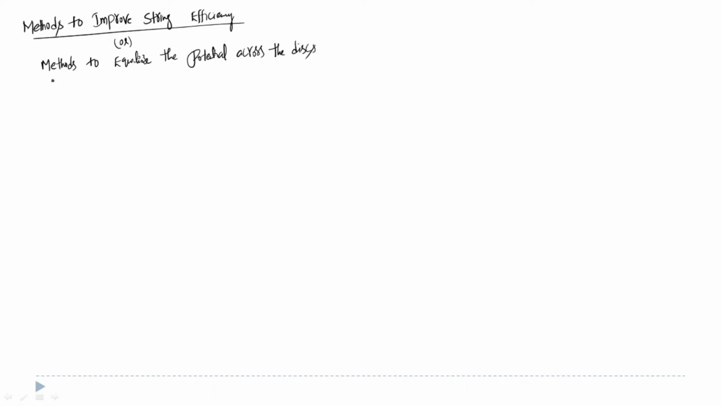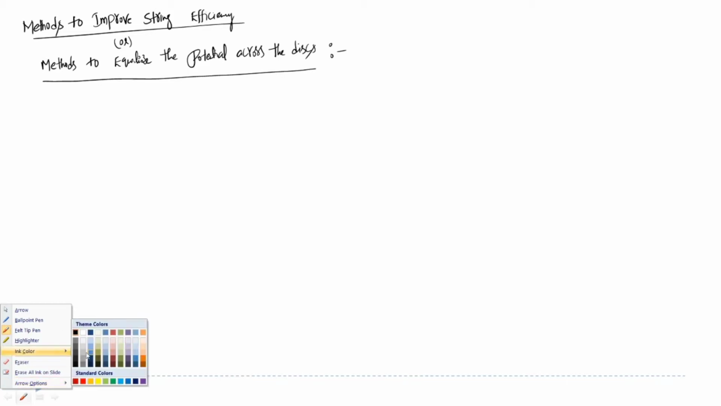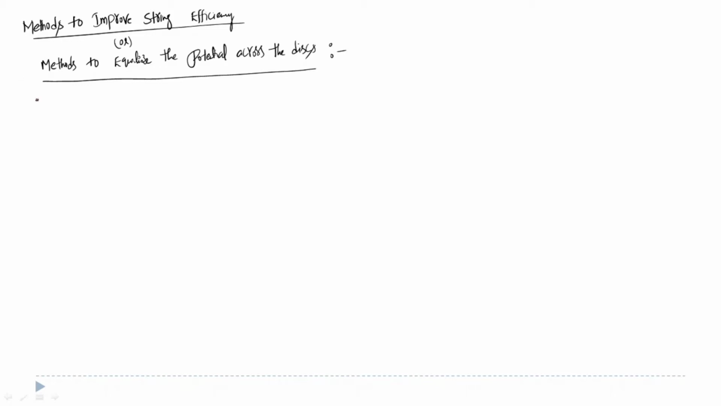Okay, so the first method which we follow in order to improve the string efficiency, not 100% but improving the string efficiency, right? So the first method which we will follow, which is the practically used method, most commonly used method. Method 1 is to increase the length of the cross arm.